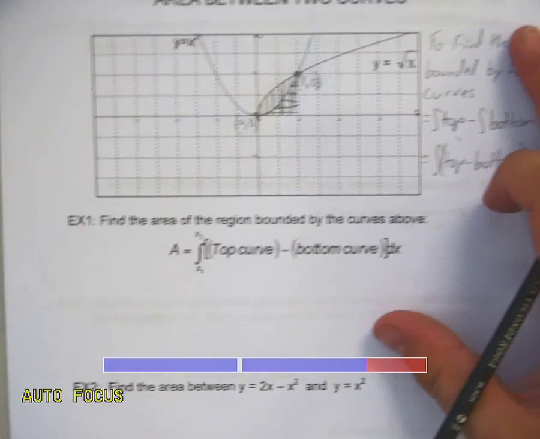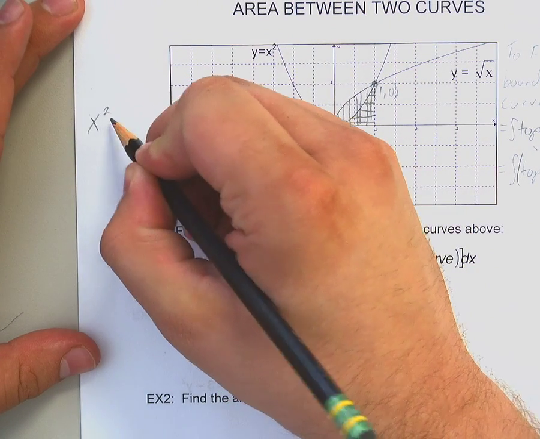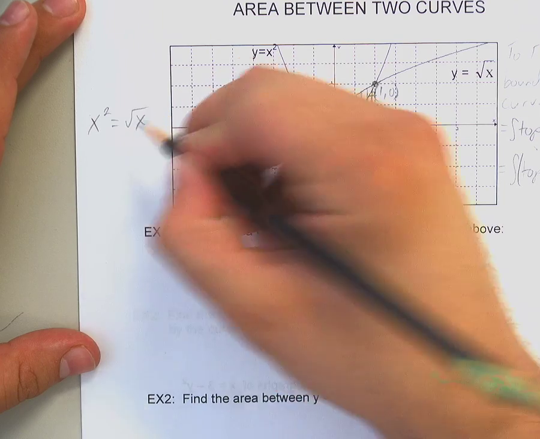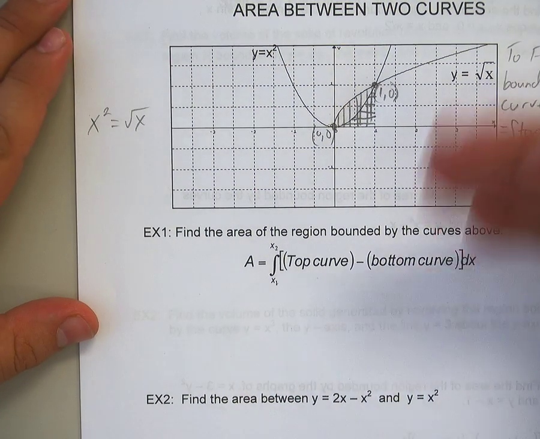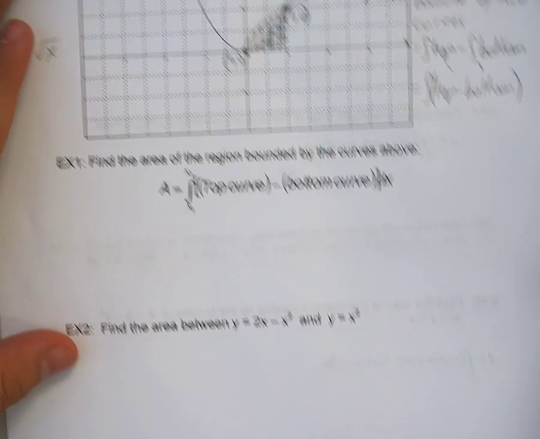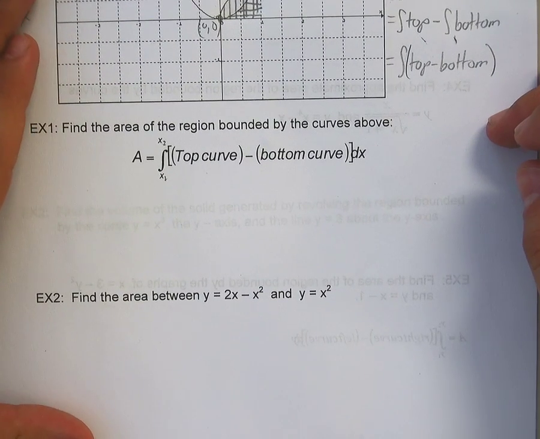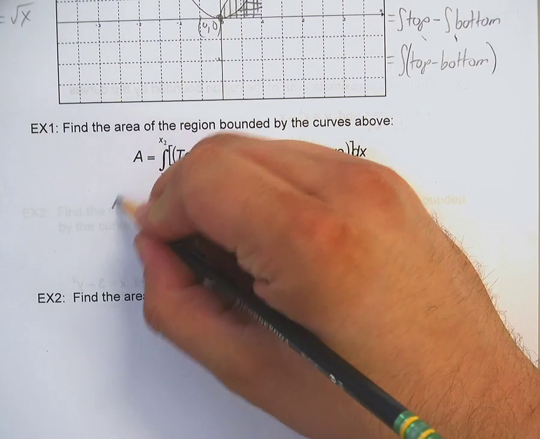And again, there's two ways to do that. I can also come over here and say x squared is equal to the square root of x, right? And then I can set them equal to one another and solve for x. But I already know where they're at because they're parent functions. It's pretty easy. So I'm going to set this up for you real quick.